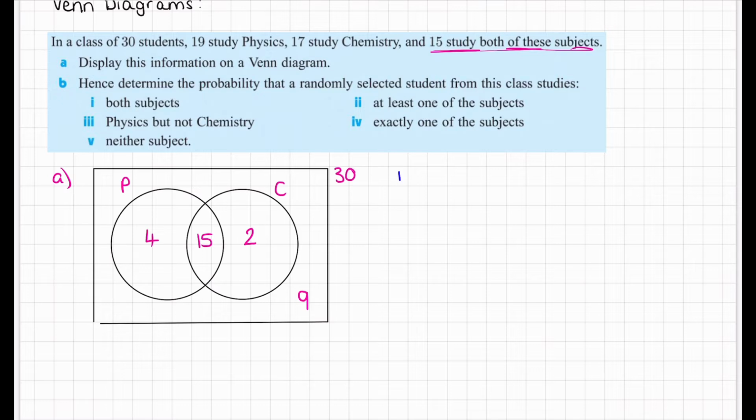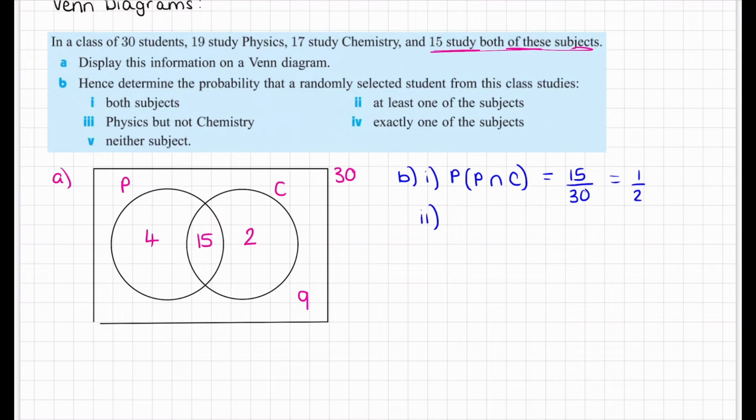Part B, then, we can start looking at probabilities. So the first one, the probability that a student studies both subjects. So we want the probability of P and C, which is this bit in the middle that I've quickly shaded. So that's 15 out of our total 30, which is a half.